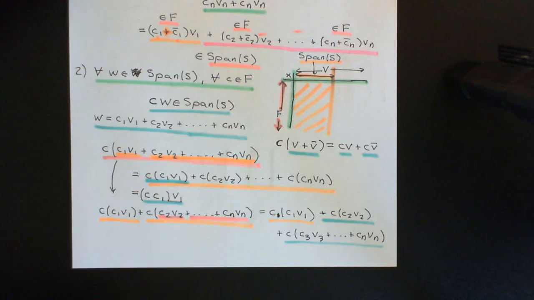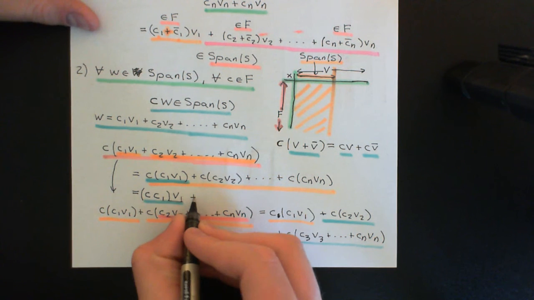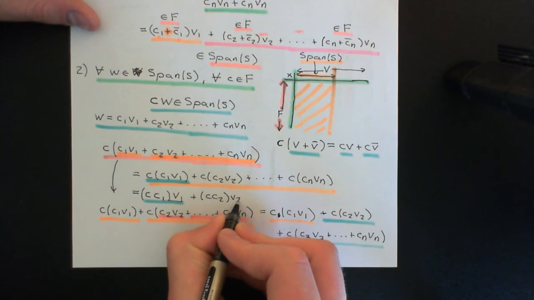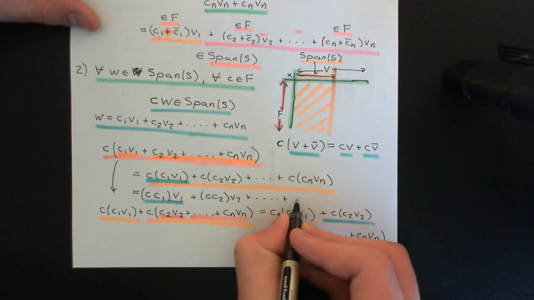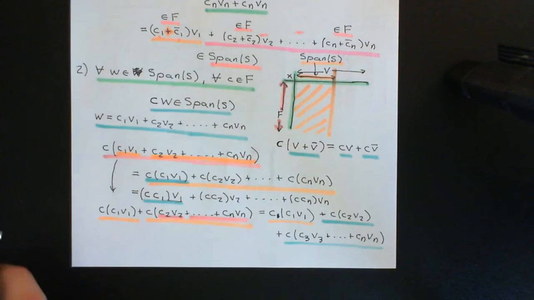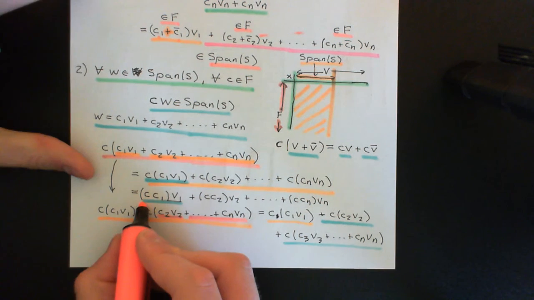But as I say, if you just made up the scalar multiplication law, the chance that this will be true is very, very low. It reflects the fact that the scalar multiplication law is absolutely beautiful. And we can continue this on. So we can write this as C times C2 times V2 plus all the way up to C times Cn times Vn, like so. And what have we got there?